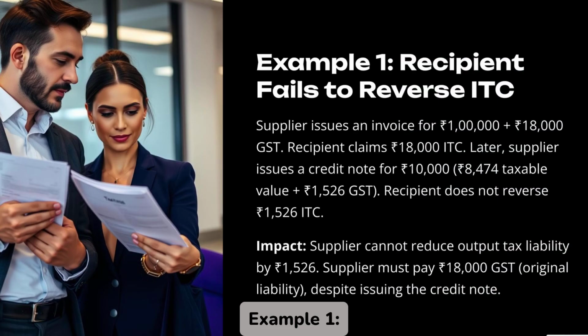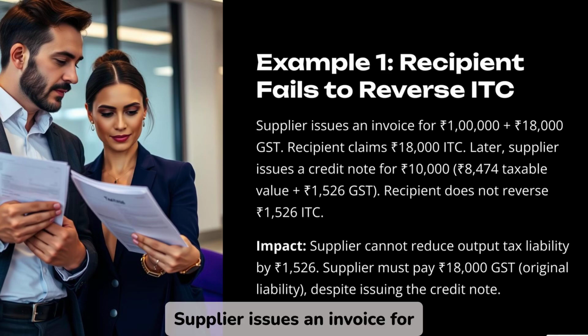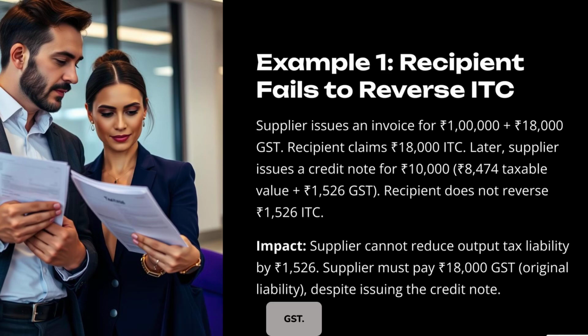Example 1, recipient fails to reverse ITC. Supplier issues an invoice for 1 lakh rupees plus 18,000 rupees GST. Recipient claims 18,000 rupee ITC. Later, supplier issues a credit note for 10,000 rupees, 8,474 rupees taxable value plus 1,526 rupees GST. Recipient does not reverse 1,526 rupee ITC.